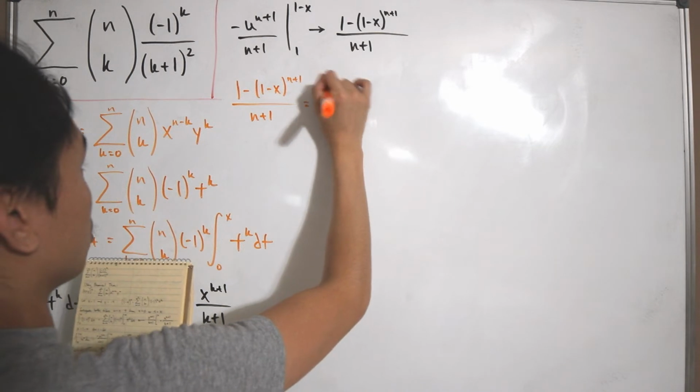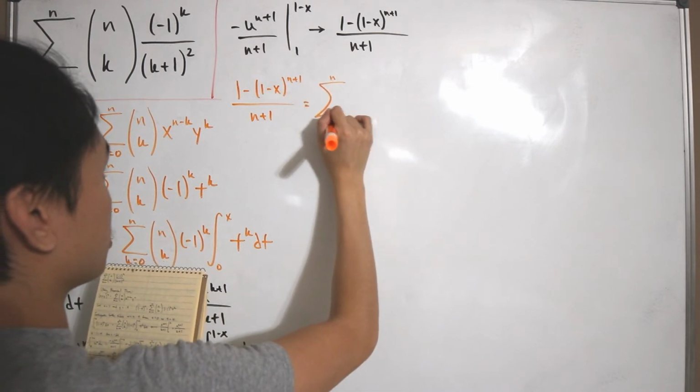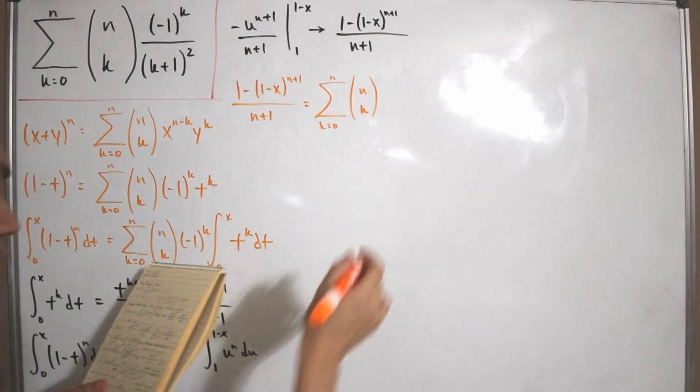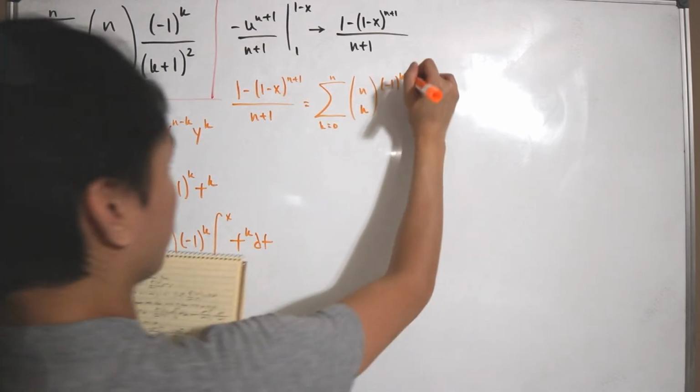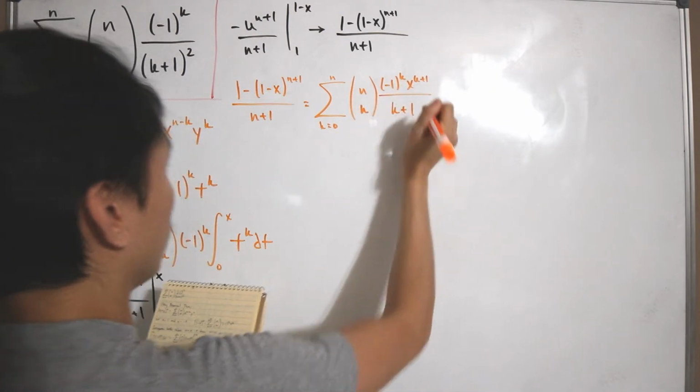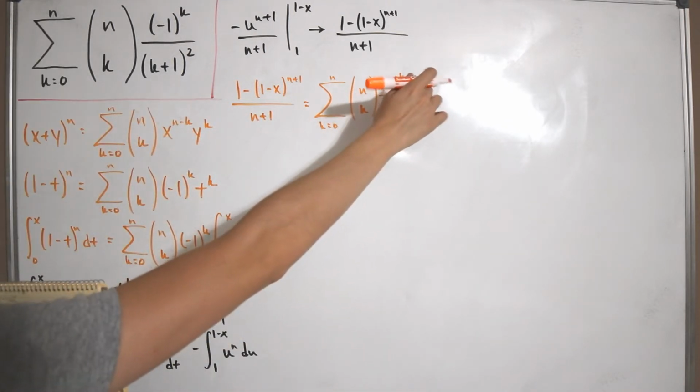is equal to the partial sum, k equals 0, of the binomial coefficient, then (−1)^k multiplied with x^(k+1), and then divided by k + 1. Let's do a little bit of dividing. Let's divide both sides by x.